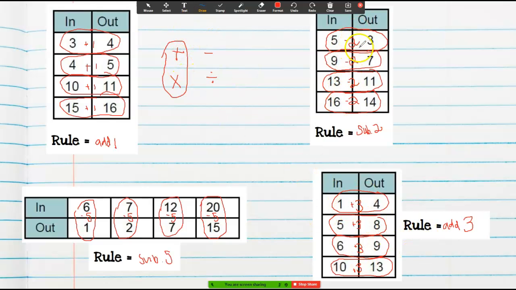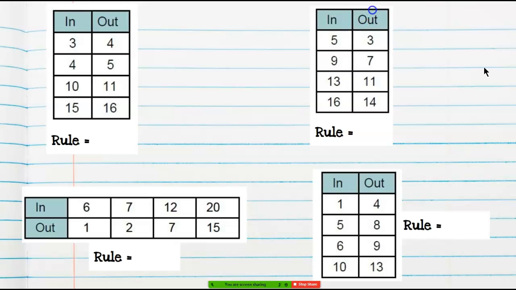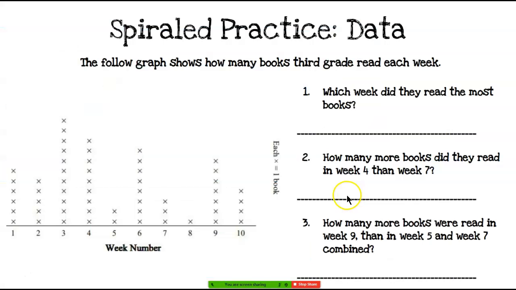Test out that first one. Try it out on all the other ones. If it works, that's your rule. If you get to the next number and it doesn't work, then you need to go back up here and figure out what else could it be. Okay? All right. Let's go ahead and go to our graph.